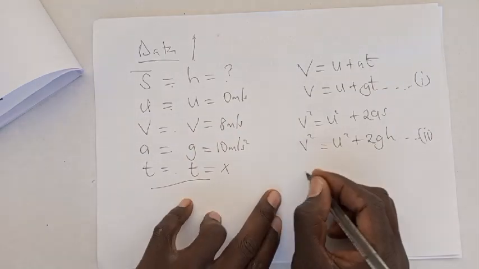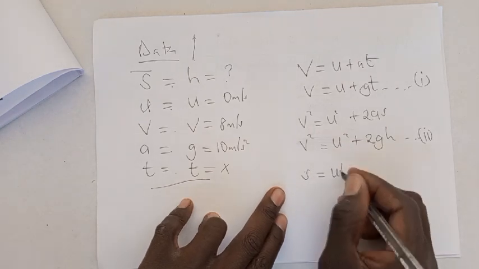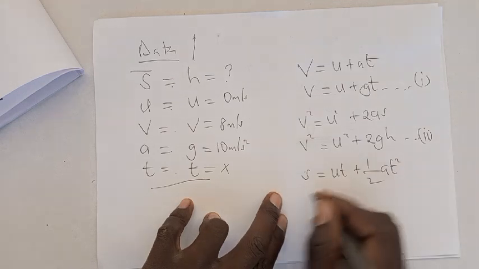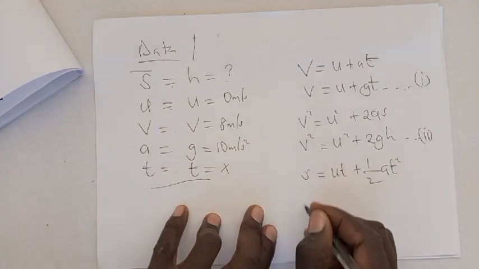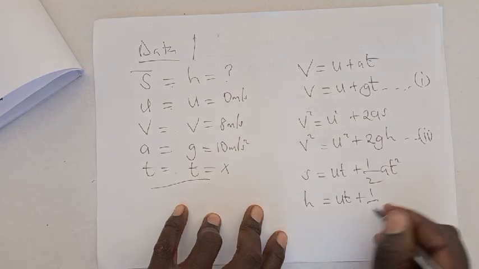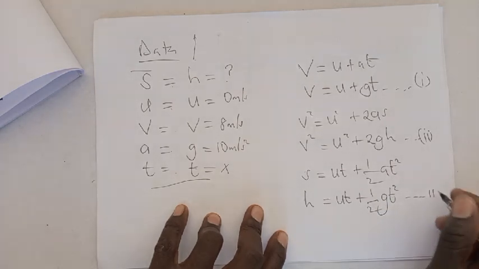On the third equation, we have S is equal to UT plus half AT squared. But since we are dealing with height, we're going to say H is equal to UT plus half GT squared. This is our third equation.